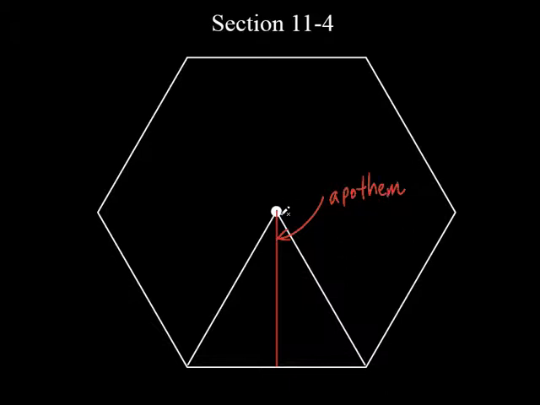So where is it? It's from the center of the regular polygon perpendicular to one of the sides. It could be anywhere. I could have drawn it from here to here. As long as it's perpendicular, guess what's true about both of those red lines? They would be congruent to each other. Does that make sense? So that would be an apothem. I could have drawn it anywhere. It's just easier to drop it straight down, don't you think?